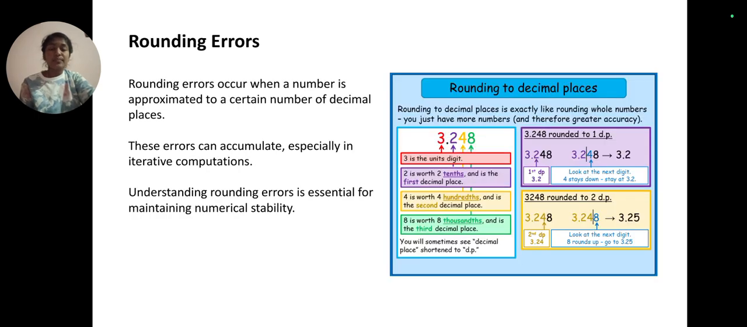Rounding errors. Rounding errors occur when a number is approximated to a certain number of decimal places. These errors can accumulate, especially in iterative computations.